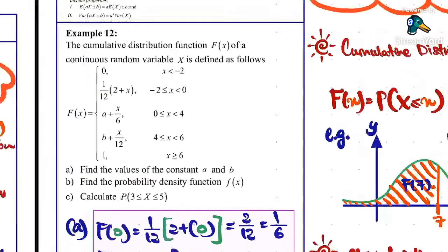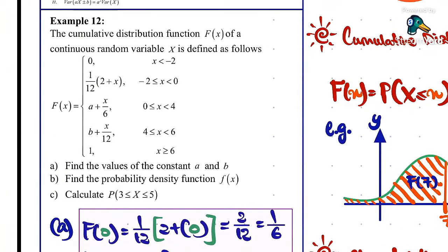Right, for example 12, the cumulative distribution function, big letter F, of a continuous random variable x is defined as follows. This one is given to you. There are 5 functions and 5 conditions. And then they ask us to find the values of the constants a and b. So let's highlight this one first, a and b. So how do we find a and b?